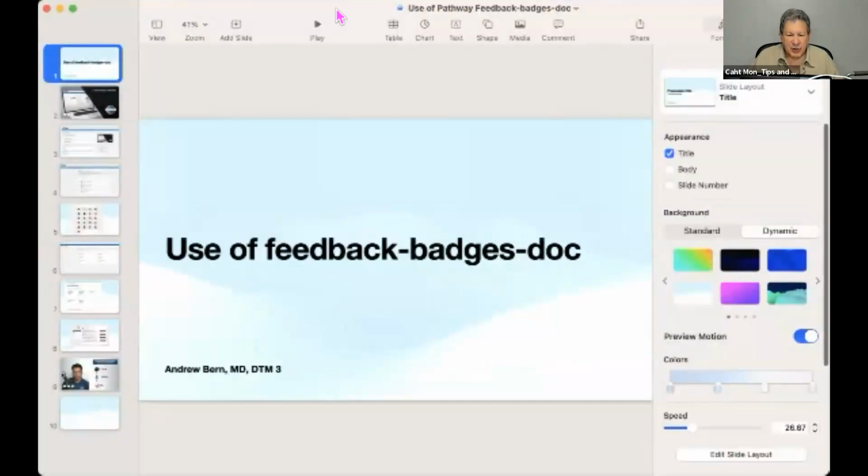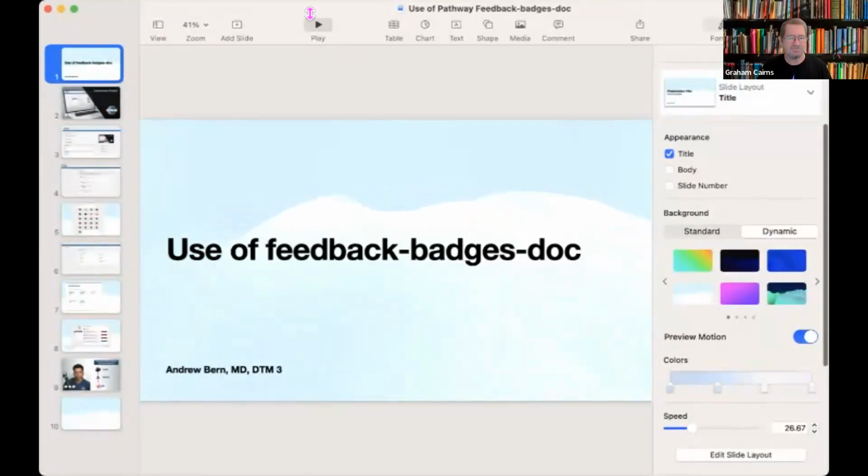First, let me see a show of hands of who is routinely using the e-portfolio to keep your information about your evaluations intact, or using it to give feedback to others, or little badges of feedback to others. Is anybody doing that? Not often. Okay, so what we're going to talk about in a few minutes is the use of the feedback badges and the documentation structure that exists in the Pathways program.